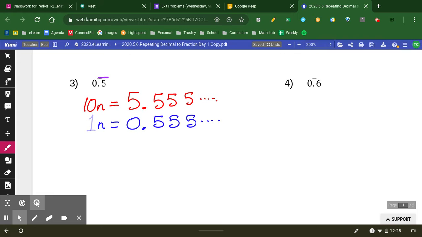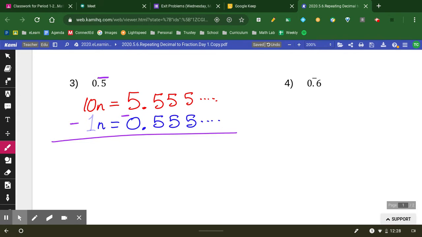Now what we have are two equivalent equations. If we subtract both, as long as we are fair to both sides, again, it will make an equivalent equation. On the left side, 10 n's minus 1 n, 9 n's. And on the right side, all the parts, 5 minus 5, 5 minus 5, 5 minus 5 to infinity, get canceled out. But we do have 5 subtracting 0, which is 5 wholes.